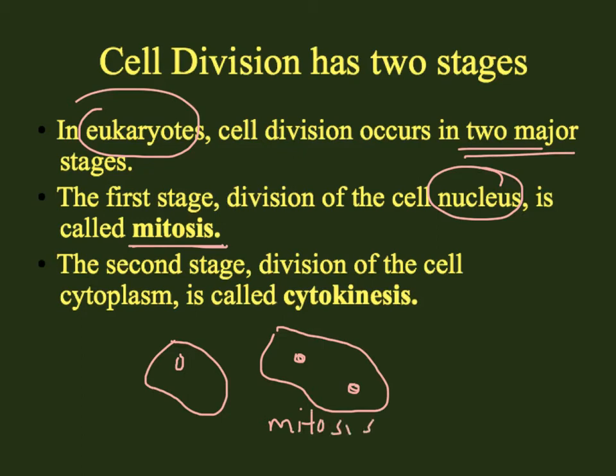And then the process of cell dividing the cytoplasm is called cytokinesis, and here is when you'd actually get two cells that have gone through cytokinesis.